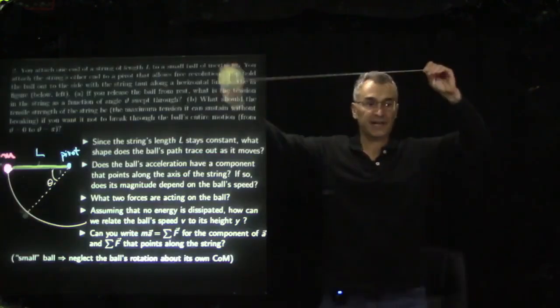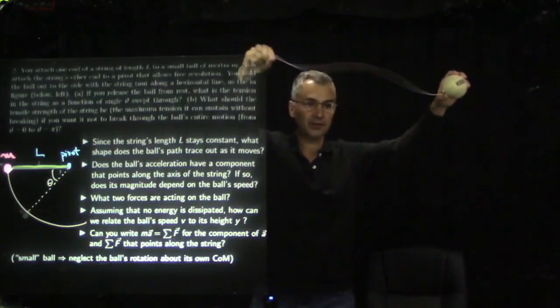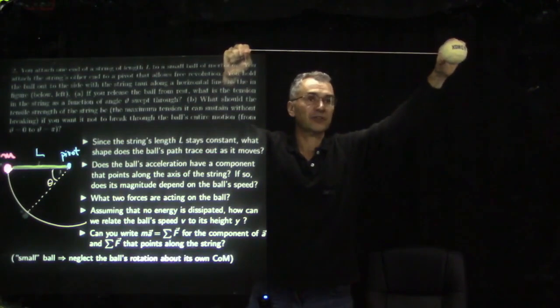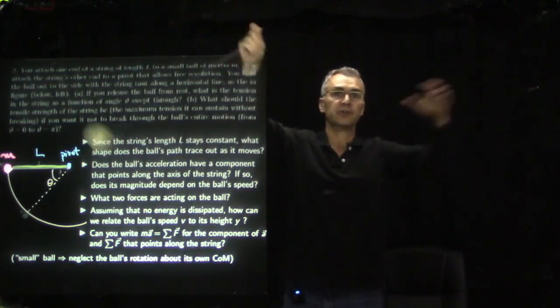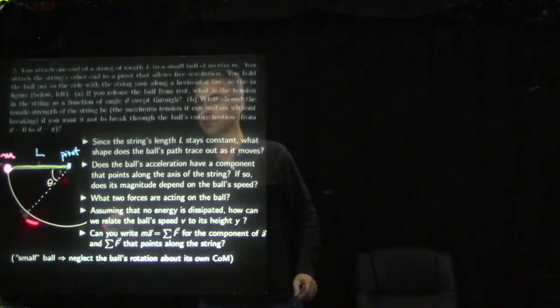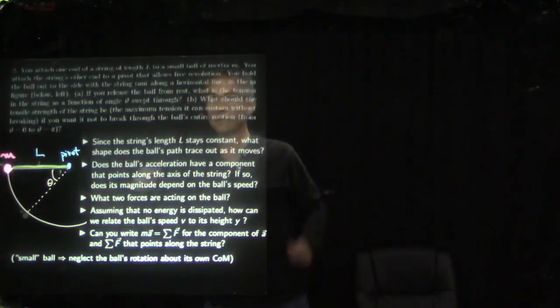So this is basically asking what happens if we have a pivot here and we hold this ball out horizontally initially and then we just let it go. So we want to know what's the tension in the string as a function of the angle that the ball swings through. So we have the scenario drawn here. Here's the ball of mass m, and it's a small ball.